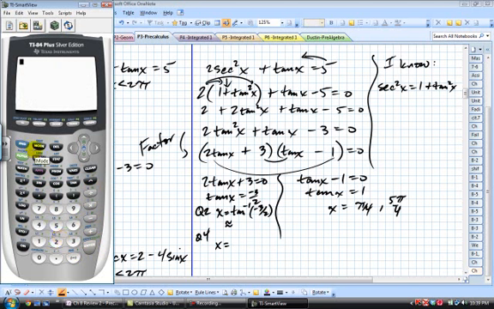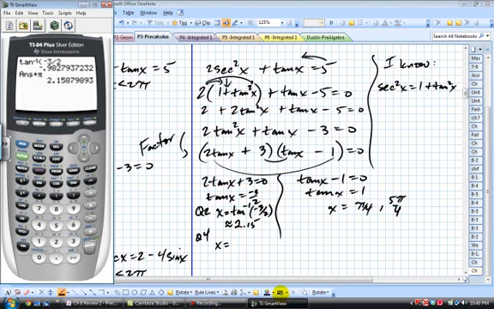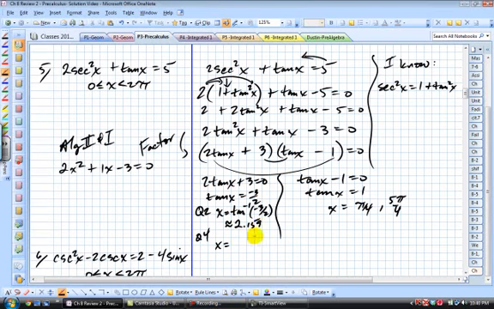Let me try that again. Inverse tangent. I screwed up on the notation there. Negative 3 halves. Okay, plus pi. There we go. That's quadrant 2. So 2.159, rounded to the nearest thousandths.